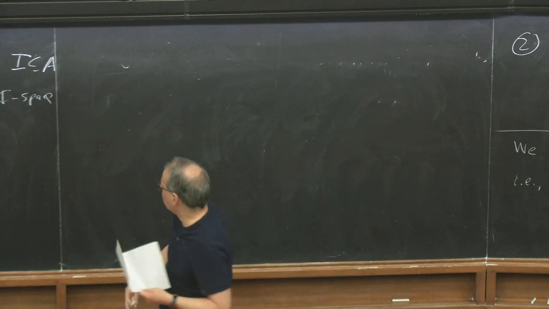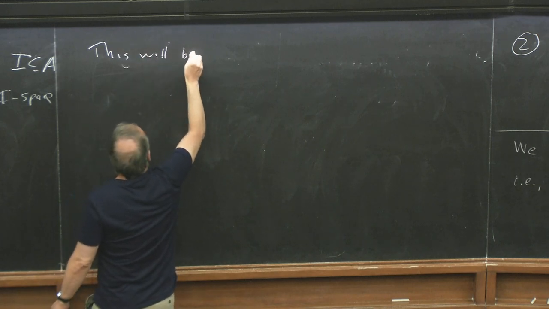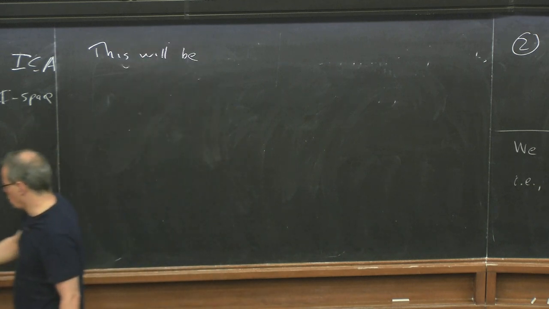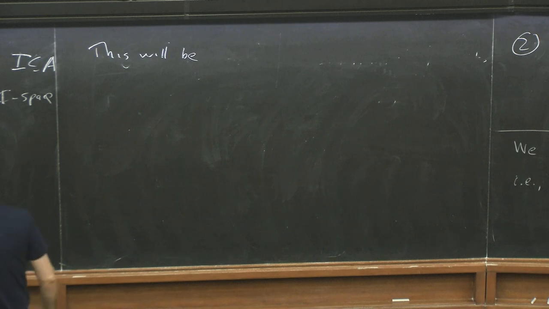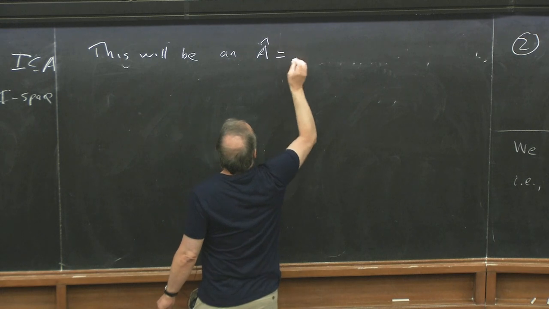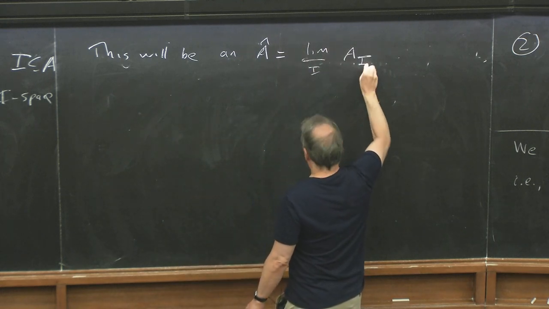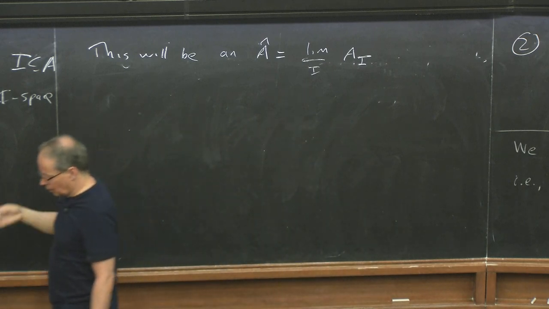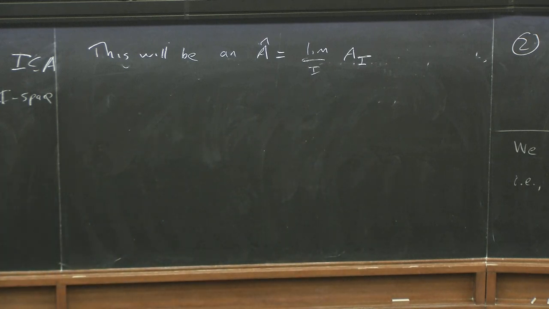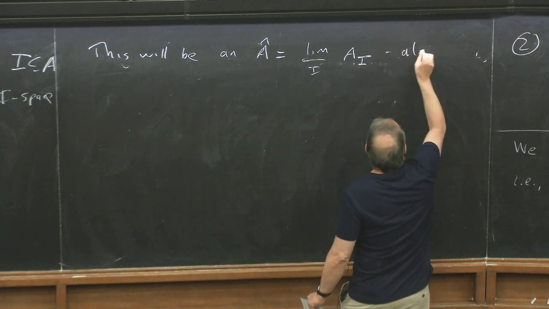And this will be an A hat. I should say we're taking the inverse limit over all I, and this will be an A hat, which is the completion of the ring A at its maximal ideal, or put another way, it's the inverse limit over all such quotient rings. Sorry, didn't finish the sentence.